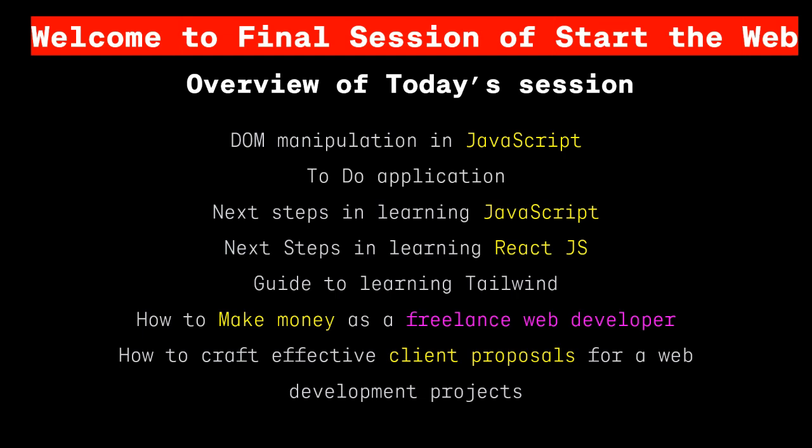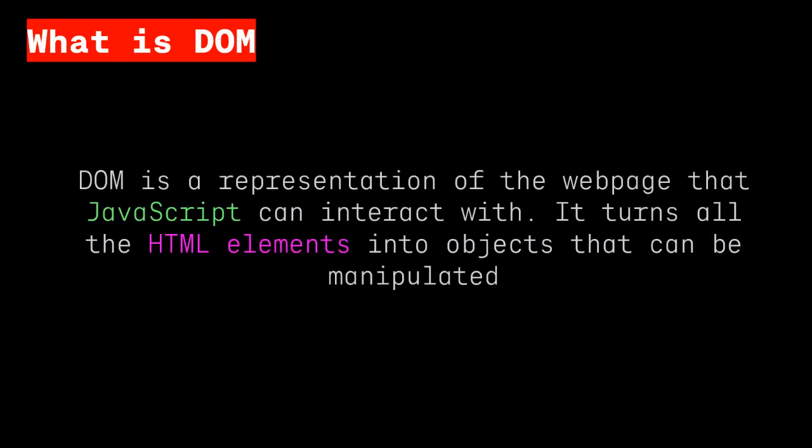You don't have to worry about the definitions right now. There's a very small definition over here. DOM is a representation of the web page that JavaScript can interact with. It turns all the HTML elements into objects that can be manipulated. That's a hardcore definition, and you don't have to worry about it right now, because we are going to break it into many parts and re-explain it when we practically implement the DOM in the further slides. For now, just bear in mind that DOM is a representation of a web page, and JavaScript can be used to interact with it.